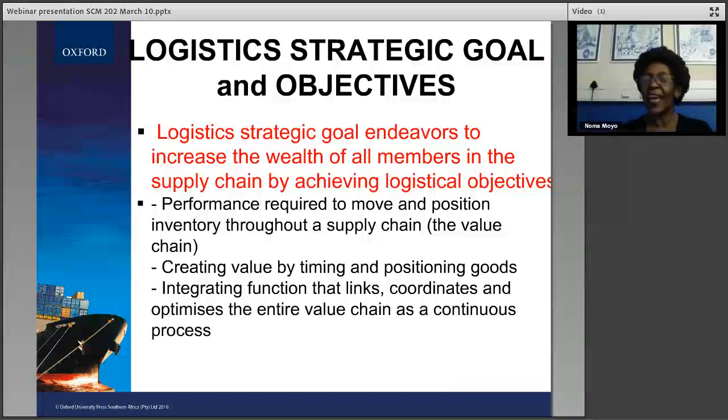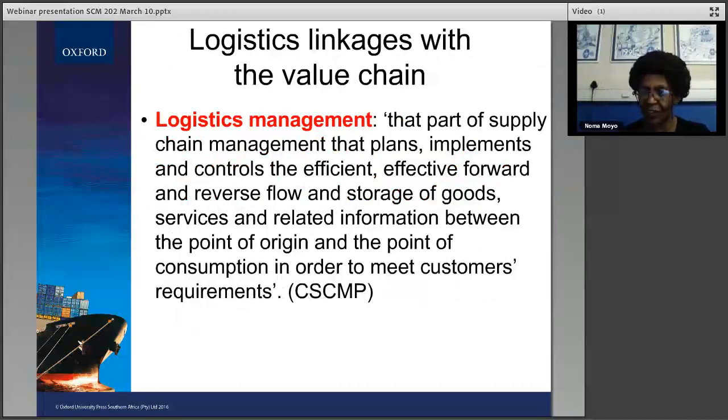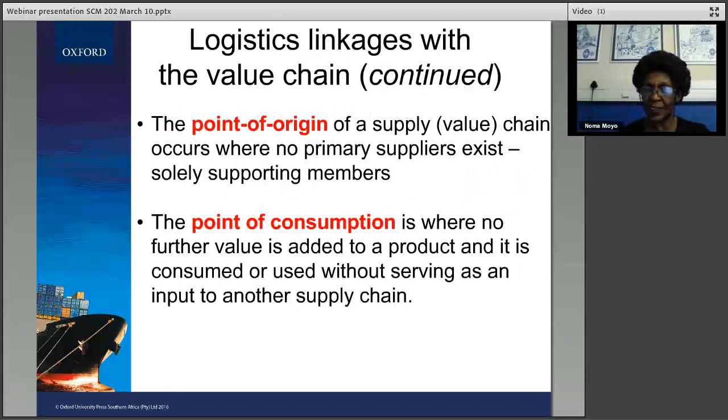Logistics strategic goal endeavors to increase the wealth of all members in the supply chain by achieving logistical objectives. That's the goal. Logistics management is that part of supply chain management that plans, implements, and controls the efficient, effective forward and reverse flow and storage of goods, services, and related information between the point of origin and the point of consumption in order to meet customers' requirements.